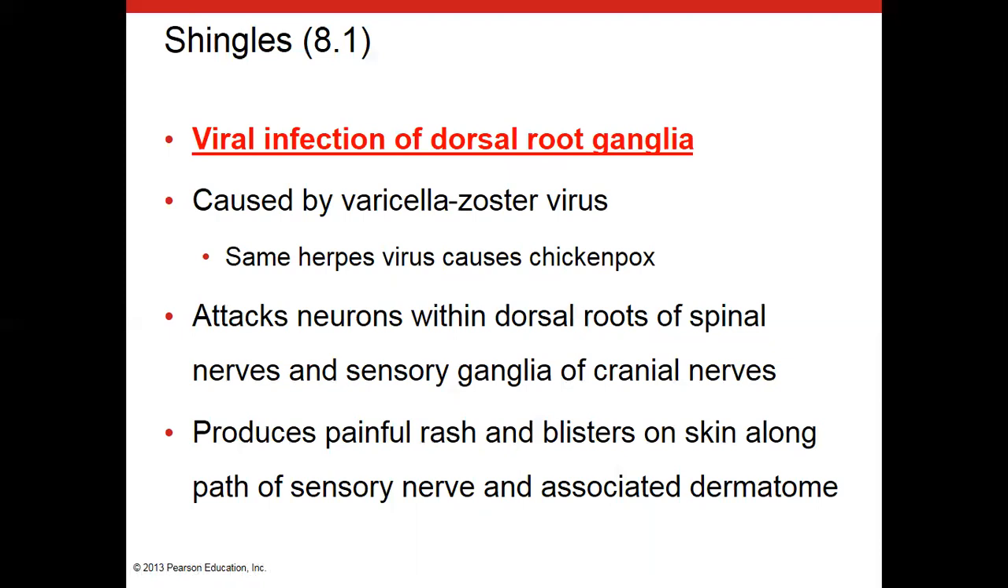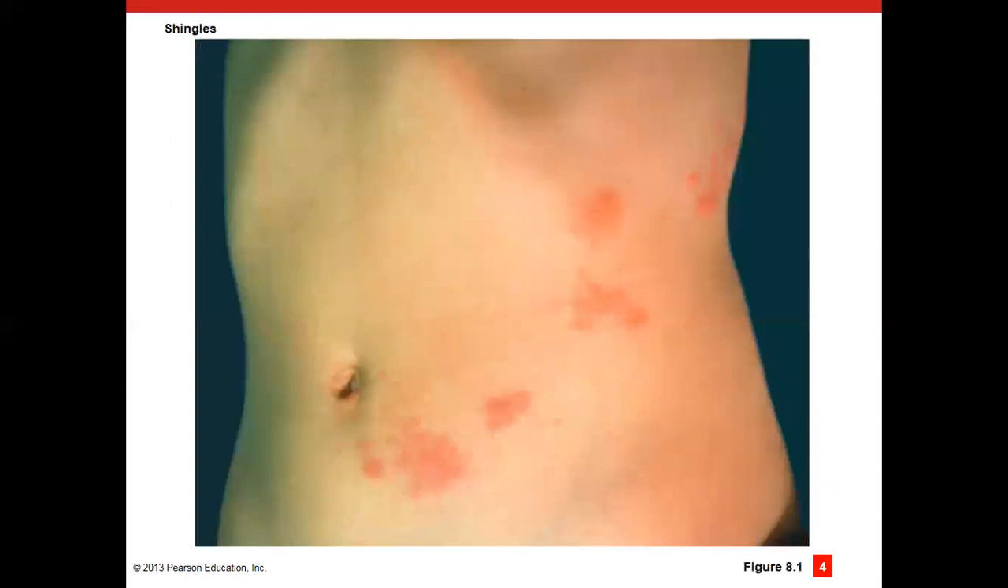Usually it manifests in older individuals, but it basically attacks neurons within the dorsal roots of the spinal nerves and the sensory ganglia of the cranial nerves, and basically produces a really painful rash and blisters. And you can see that rash and blisters along the dermatome, basically where the dorsal root ganglia are infected. That whole dermatome from that spinal nerve is affected as well. So you can see basically where the rash and the blisters come from. Right there is an example of shingles.